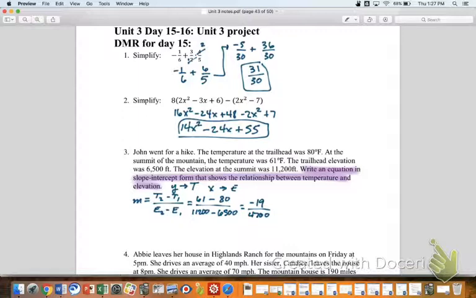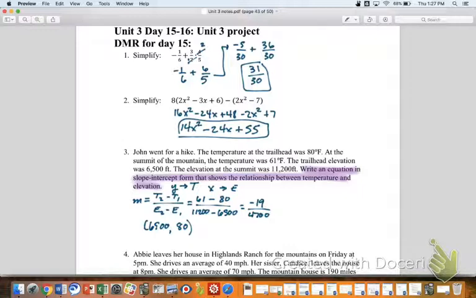I need to have a point as well. What point did you guys use? Any volunteers on which point you used? What did you have, Ava? 6,500. Say it one more time. 80, 6,500. Okay, so I think you actually have it backwards. Oh yeah, I did it the right way. 6,500, 80. Okay. So 6,500, 80 would be my point. You could also use 11,200, 61.